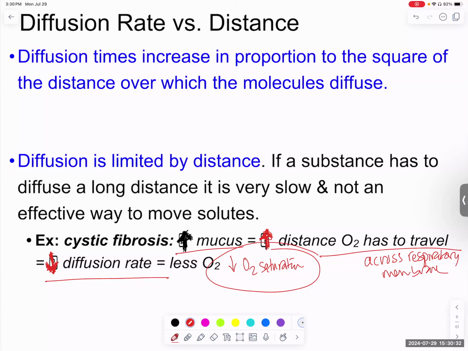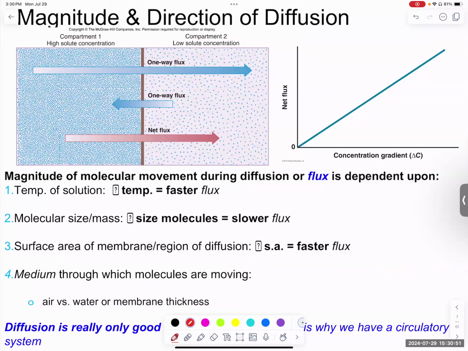We saw this with COVID. So there was a cytokine storm. There was an increase in inflammation of the respiratory membranes. Oxygen took too long to diffuse across because of that increased thickness or distance, and people were having low oxygen saturation levels. So magnitude of molecular movement or diffusion, we call this the flux.